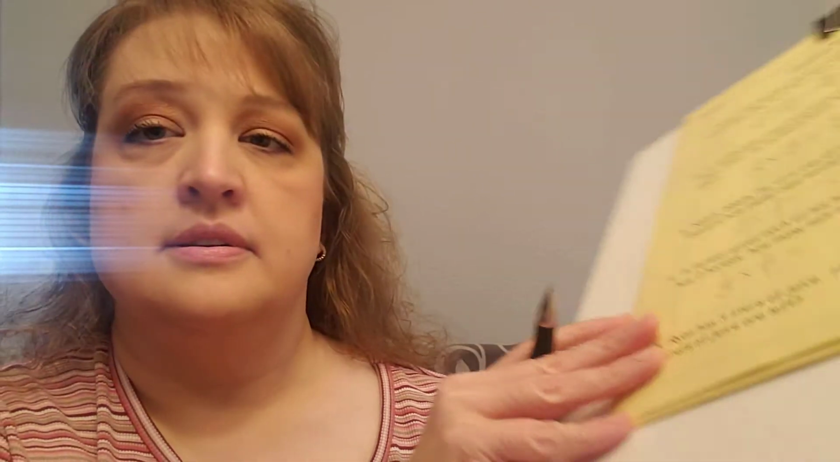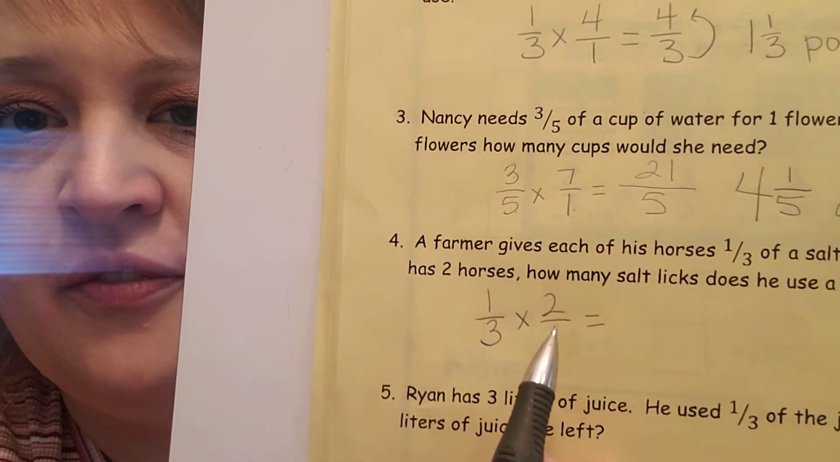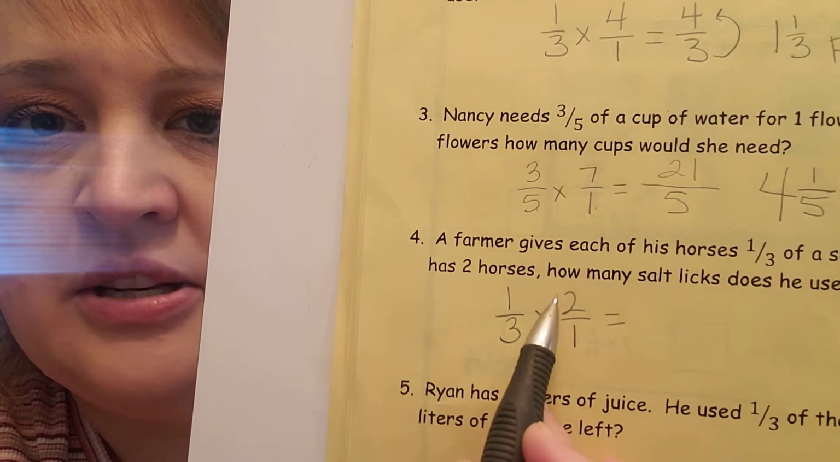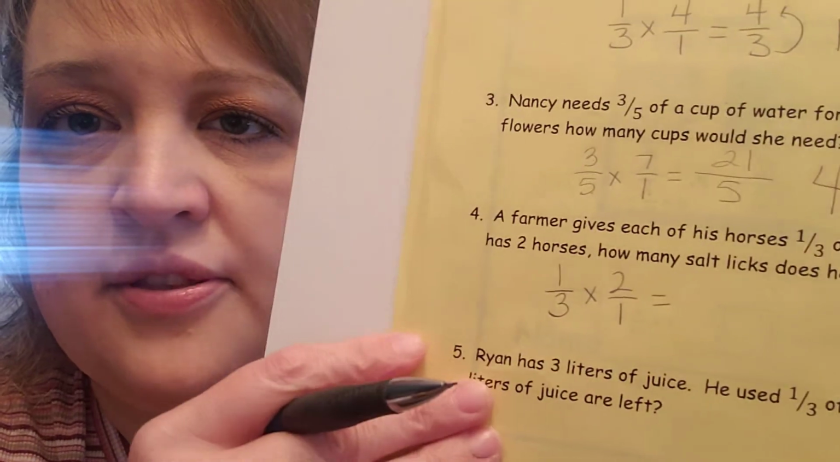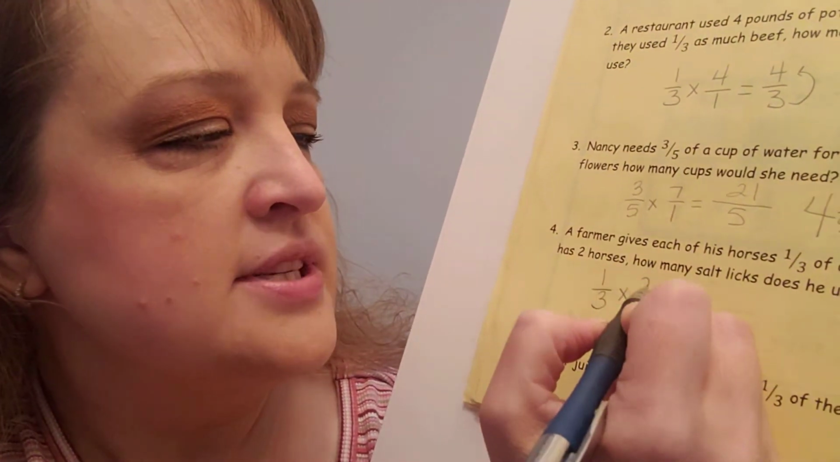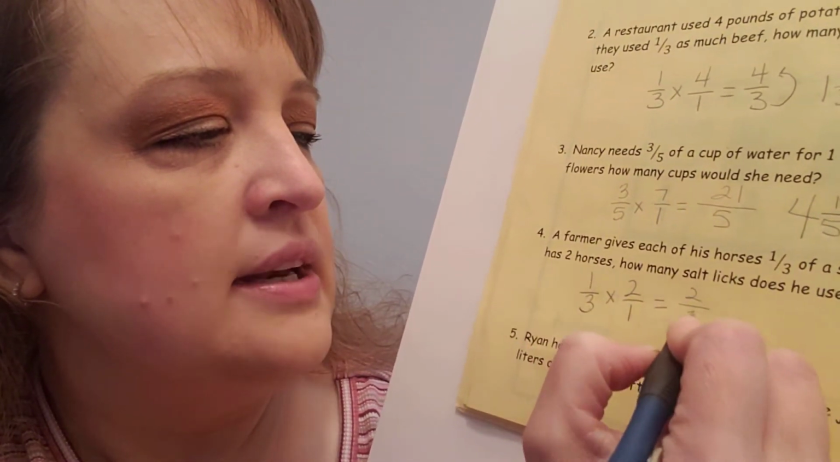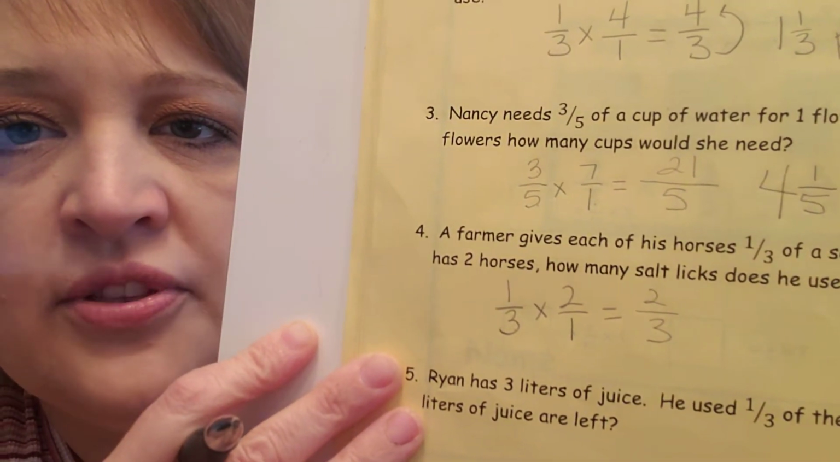All right, compare. Again, it doesn't matter if you have the 2/1 here or the 1/3 here, but do you have a 2/1? And do you have a 1/3? All right, now let's multiply. 2 times 1 is 2. 3 times 1 is 3. Now let's look at that fraction, 2/3.